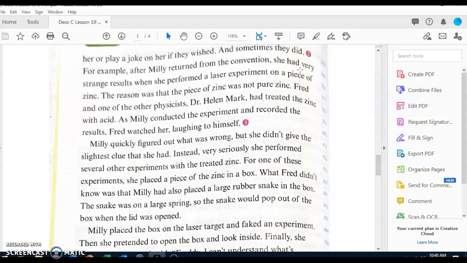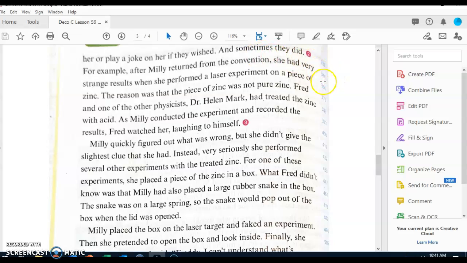What 2 courses did Millie teach? Millie taught 1 course for undergraduates and 1 course for graduate students. Second question, why wouldn't Millie play jokes on her undergraduate students? Millie didn't play jokes on her undergraduate students because she felt they couldn't get even with her. Now, why would she play jokes on her fellow physicists? Millie played jokes on her fellow physicists because they were her equals. They could get even with her.